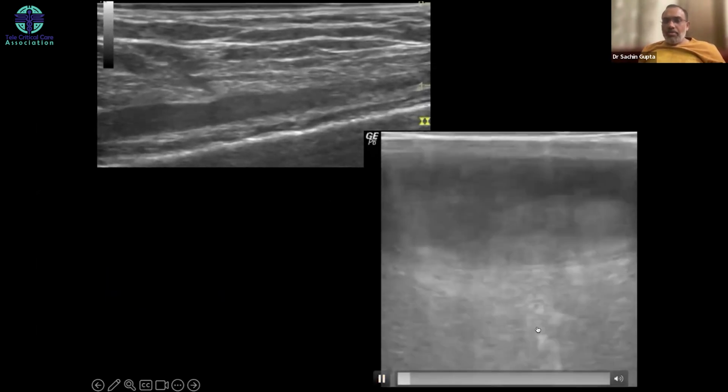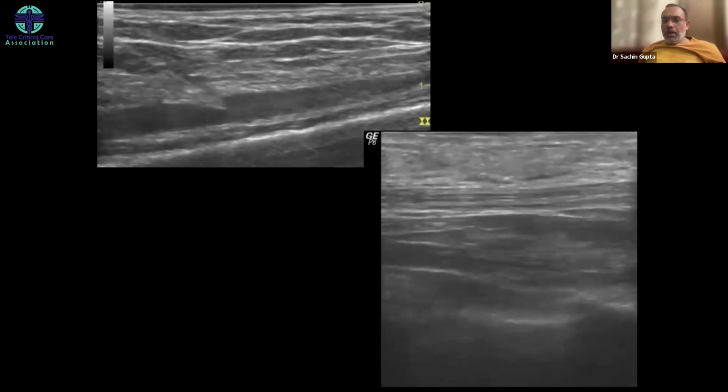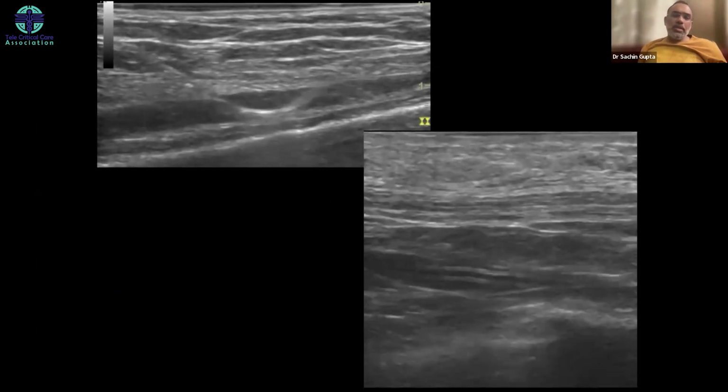And then after the needle has passed, you can just continue and put the guide wire, and you see the entire PICC line visualized in the subclavian.